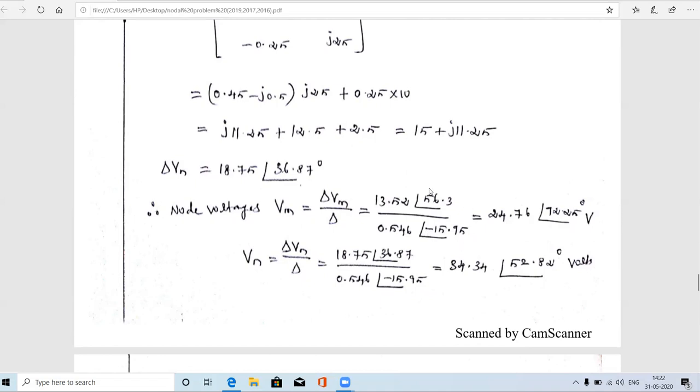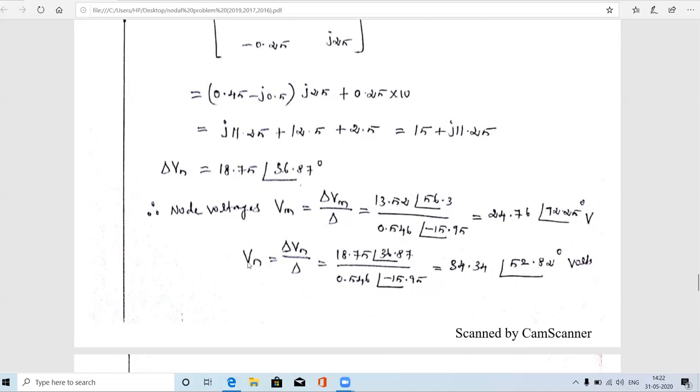And the angle you have to subtract. In polar coordinate division, the angle must be subtracted. So 56.3 minus of minus, so plus. So the answer is 72.25 degrees. This is the first nodal voltage.